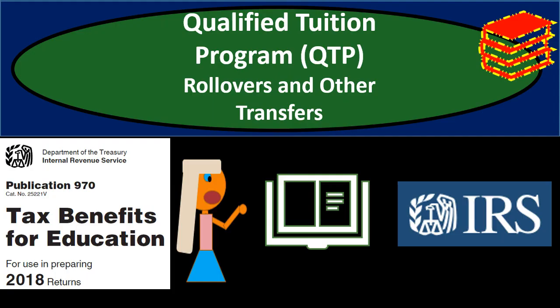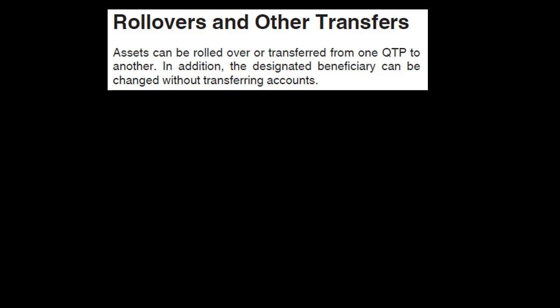In this presentation, we will take a look at rollovers and other transfers as they relate to qualified tuition programs, QTP. This information can be found in Publication 970. Rollovers and other transfers. Assets can be rolled over or transferred from one QTP to another.